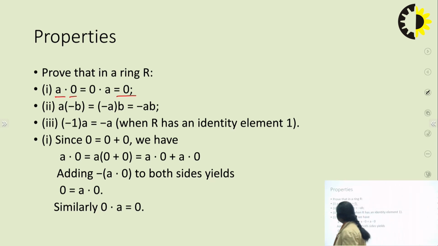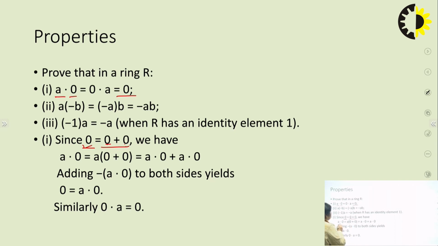How can we prove this? Because 0 is the identity element, we can write 0 is equal to 0 plus 0, because whatever we add to 0 will give the same in the answer. So here what am I adding? Identity to identity, 0 to 0. So definitely I'll get 0 in the answer. This is the identity property.